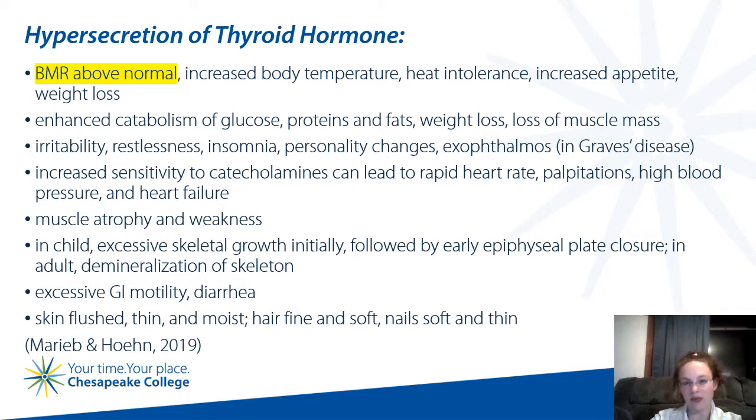Hypersecretion of thyroid hormone just amplifies the regular effects of it. So instead of a normal basal metabolic rate, or BMR, you get one that's higher than normal, and that's very important for the case study that we're going to analyze next, which is why I highlighted it on this slide. And you also have a higher body temperature, appetite, blood pressure, etc.